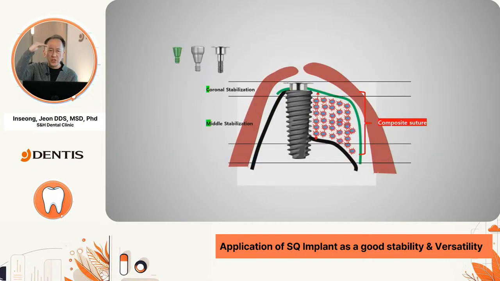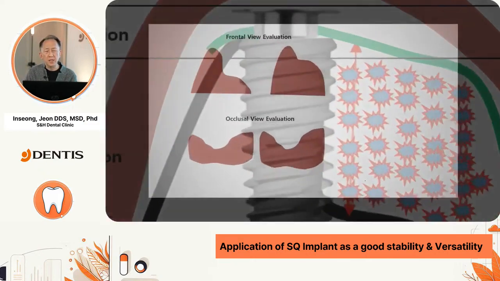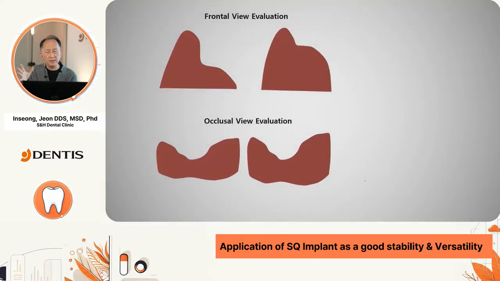So, GBR means 3 area stabilization. Coronal part stabilization, middle part stabilization, apex stabilization. Sometimes wide cap. Sometimes composite suture. Sometimes bone tack fixation here. All of them require resorbable membrane. Non-resorbable membrane, in the last 5 years, maybe not above 10 cases.